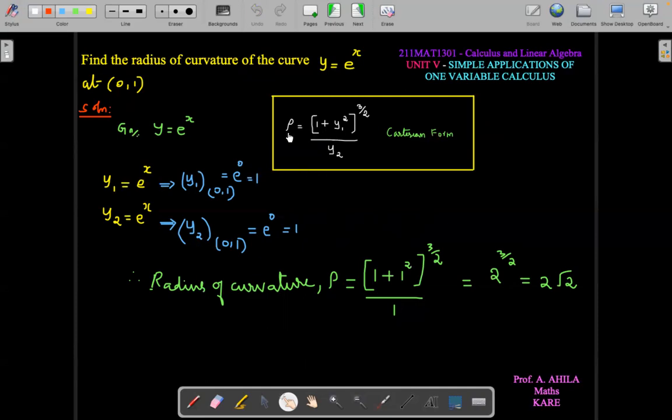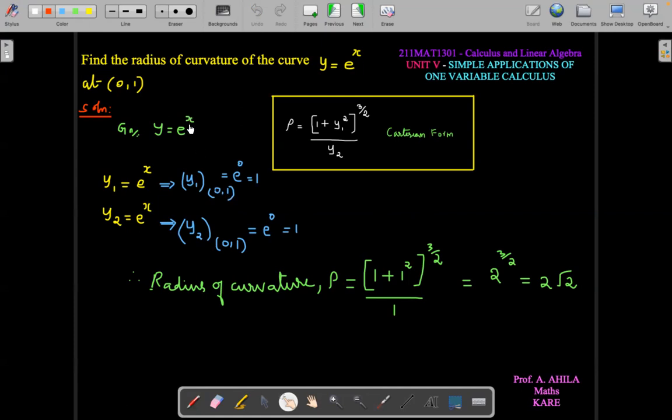So we know rho equal to 1 plus y1 square the whole power 3 by 2 by y2. y1 is dy by dx and y2 is d square y by dx square. So let's find y1, that is differentiate y with respect to x. Here the function is e power x, differentiation is e power x itself.